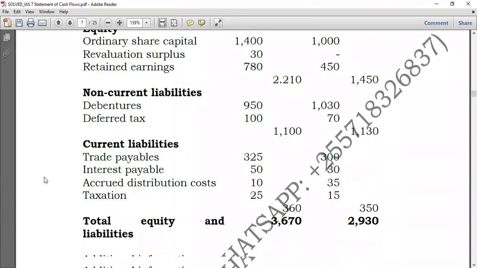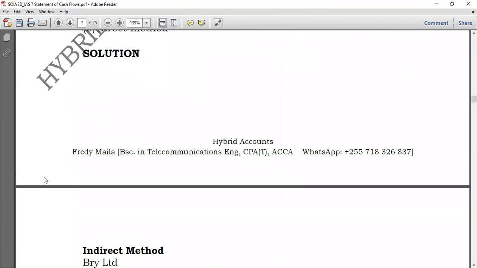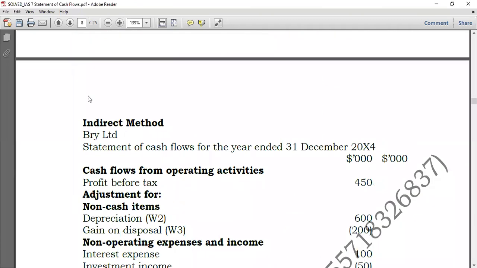As for the indirect method, first of all, when you are in an exam, you will start like this. These are important items, right? Write the indirect method, you write the name of the company, Briar Limited, then statement of cash flows for the year ended 31st December 2024. Some students disregard these matters, but they are very, very important. You know, statement of financial position, we usually say is at, not for the year ended. So you must say for the year ended or for the year ending 31st December 2024.